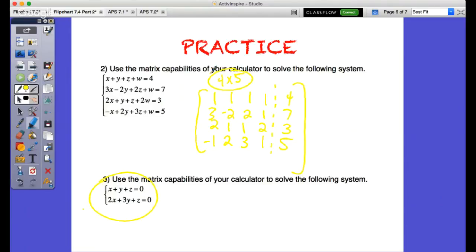Now on this one, a little different, our last one for this podcast, we have X, Y, and Z, which is 1, 1, 1, and then our solution, which is 0. For the second one, we have 2, 3, 1, solution of 0. So this is a 2 by 4. Just like we did before, we have a different set of systems of equations that's just a little different. Let's get this up and running so you can see it here.